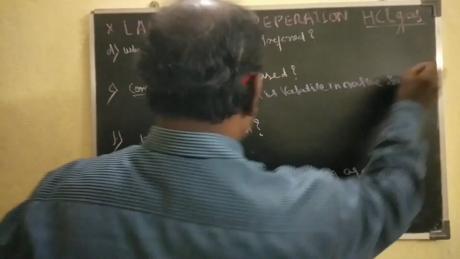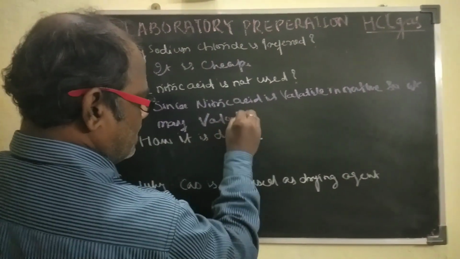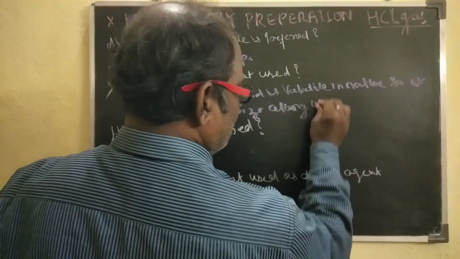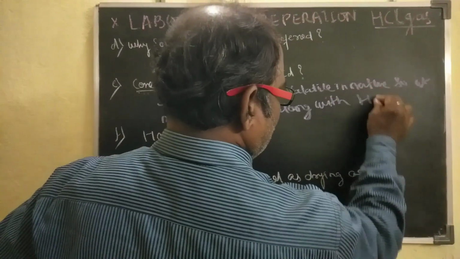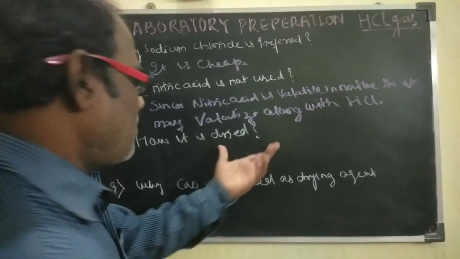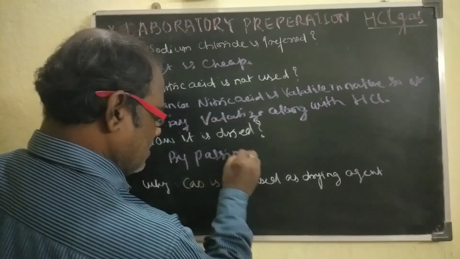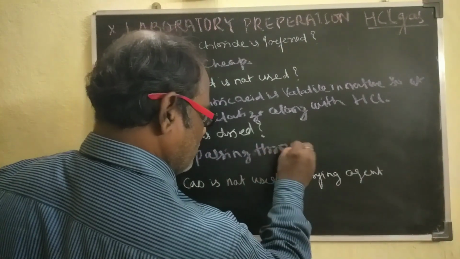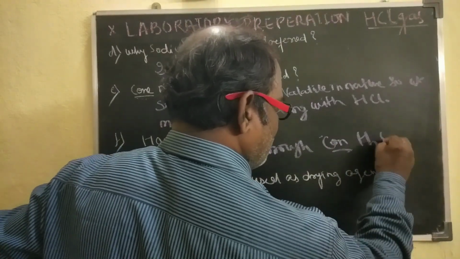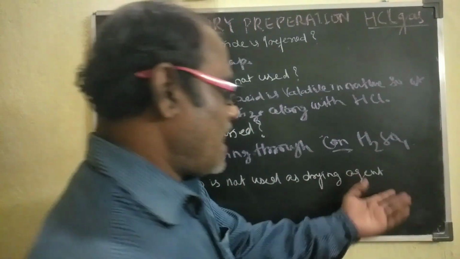so it may volatilize along with HCl. Next question is, how is it dried? It is dried by passing through concentrated H2SO4. Next, why CaO is not used as drying agent?